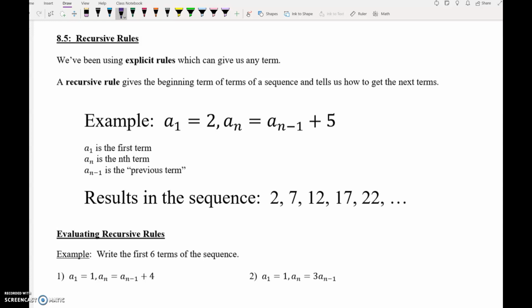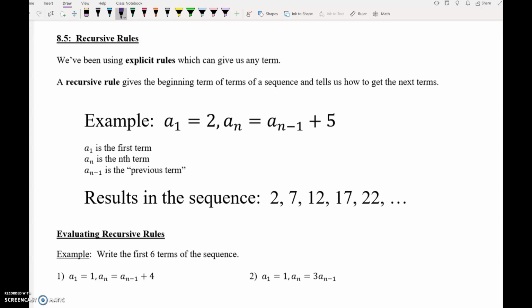So far in Chapter 8, we have been using explicit rules. If I ask you for the 20th term, you can plug in 20 and give me the 20th term of the sequence. A recursive rule is a little bit different. Recursive rules are actually easier to write, but if I ask you to find the 20th term, it's more difficult to get to the 20th term.